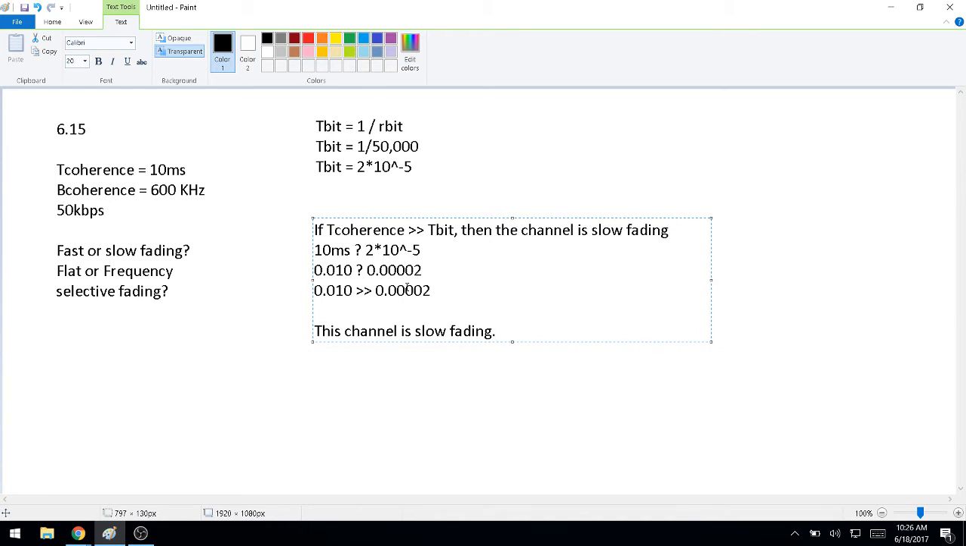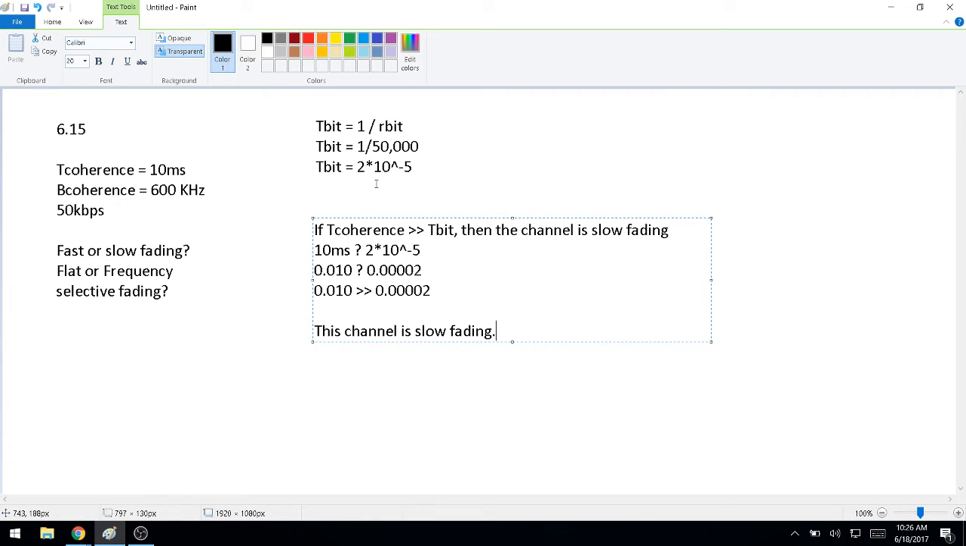We know it's slow fading because our coherence time, which was given, is 10 times or more our bit time. And if you're asking what the bit time is or why we have to calculate it, look at the equation. We're using 1 divided by the bit rate, and that's telling us the amount of time it takes to transmit a single bit. Because if we're transmitting 50,000 bits in a second, it takes 2 times 10 to the negative 5th seconds to transmit a single bit. And so our coherence time is much larger than the time it takes to send a single bit.